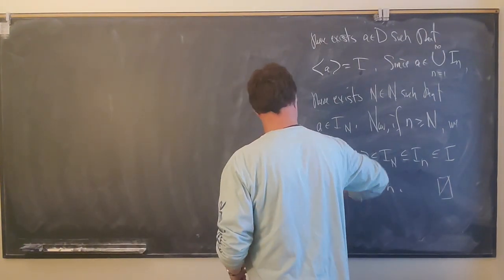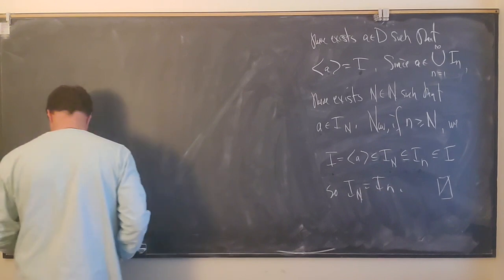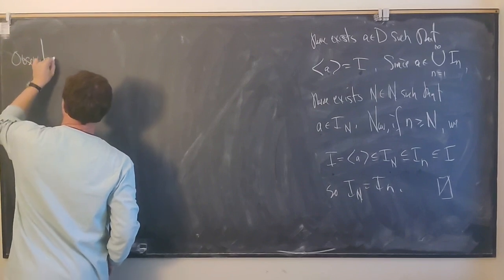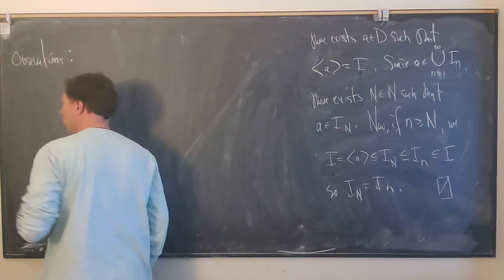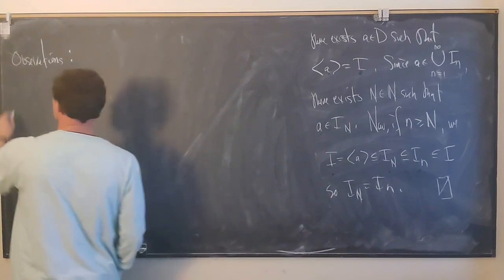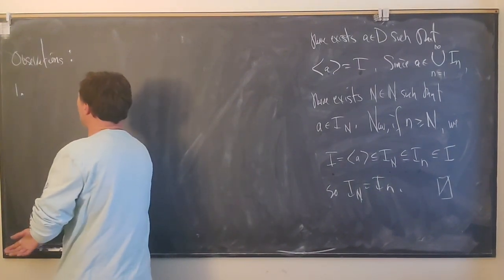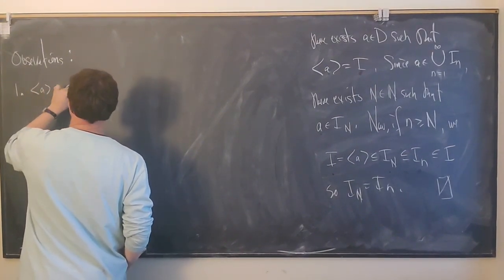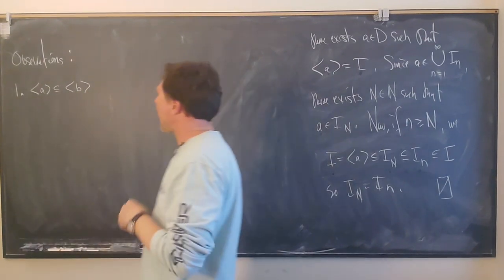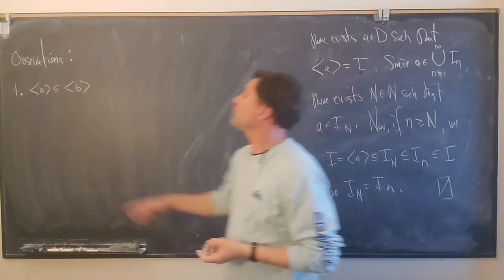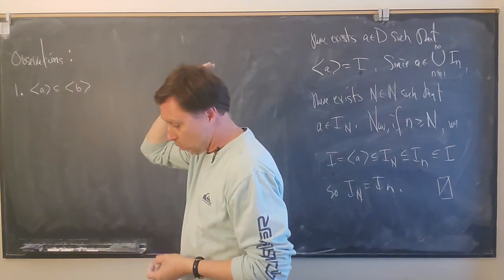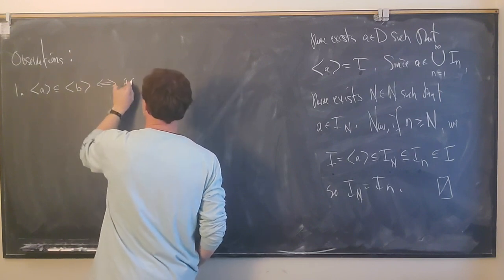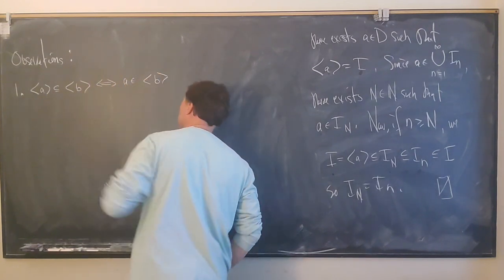A couple of things that I just want to write down as observations. So the first one, and I think I kind of outlined this before, but let's just write it down now once and for all. When we know that the ideal generated by A is contained in the ideal generated by B, this is going to be true if and only if A is an element of the ideal generated by B.